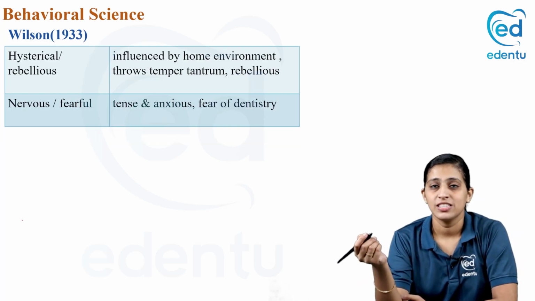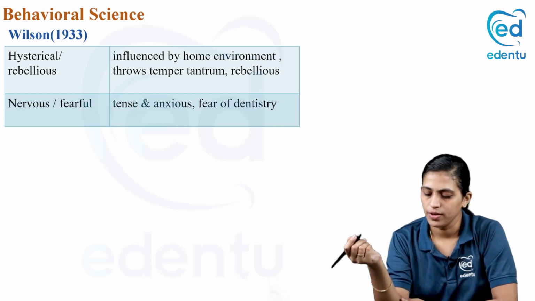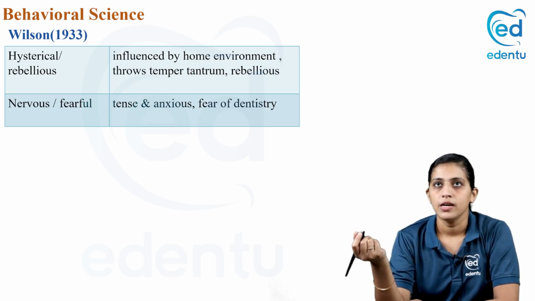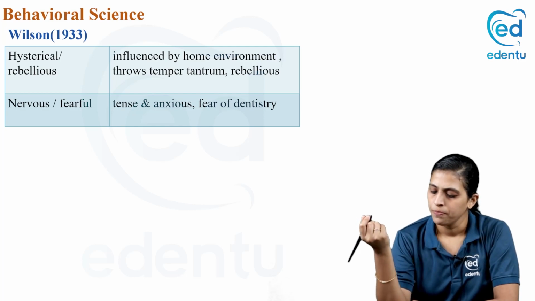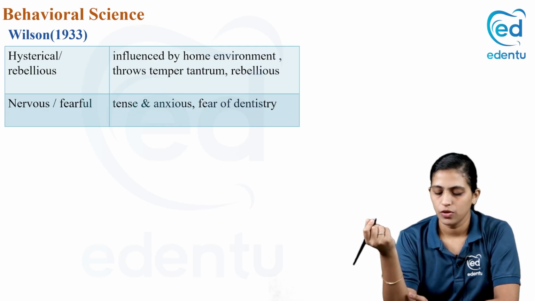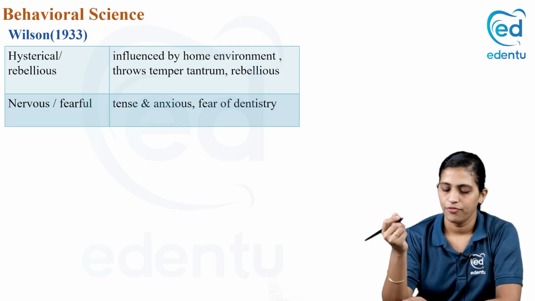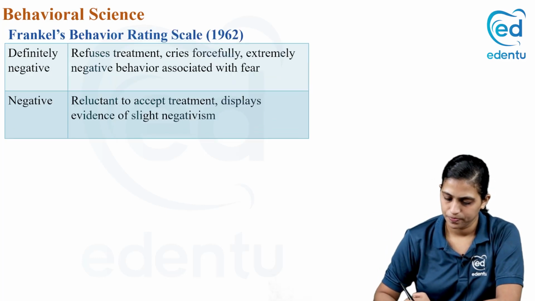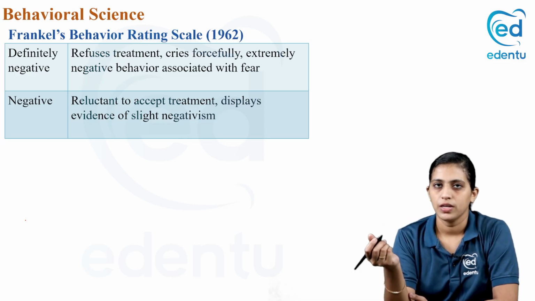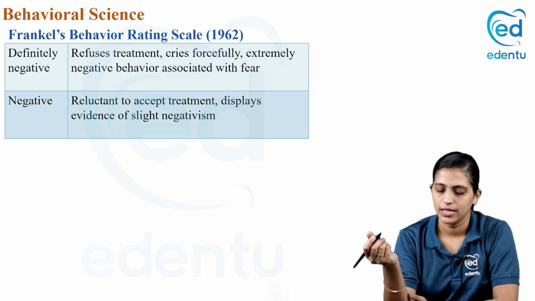Next is hysterical or rebellious type of behavior. This is mainly influenced by the home environment. He or she throws tantrums and is rebellious. And next is nervous or fearful type. So here the child is tense and anxious and has fear of dentistry. So those were the four classifications under Wilson's classification.